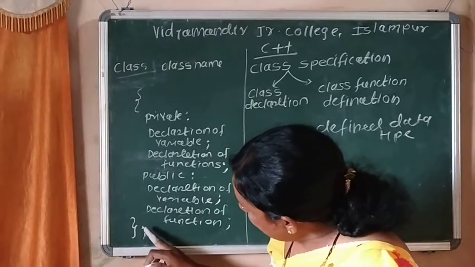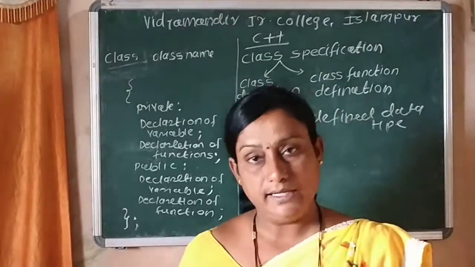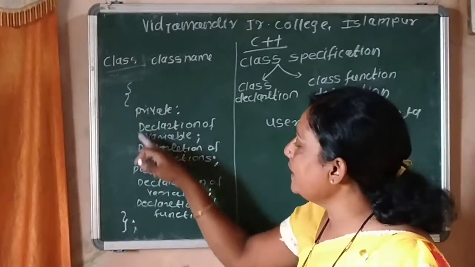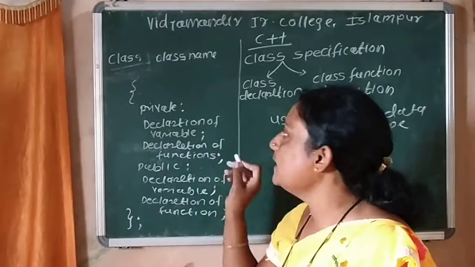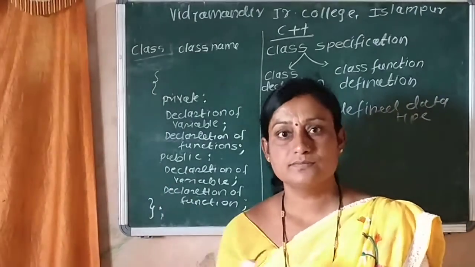Here, after the curly bracket, the semicolon must be written. This semicolon declares that this is the ending of a class declaration. That is the class declaration of C++. Okay. Next.